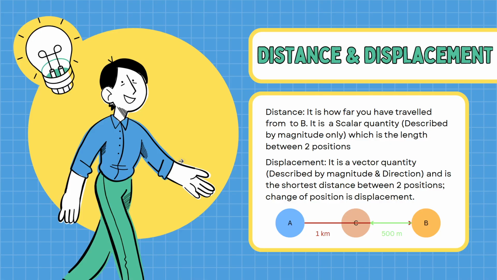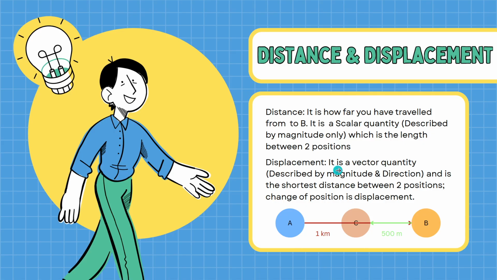Distance and displacement. Distance is how far you have traveled from A to B. It is a scalar quantity described by magnitude only. So for example, 15 meters per second. So 15 is the magnitude, which is the length between two positions. And displacement, on the other hand, is a vector quantity described by magnitude and direction, and is the shortest distance between two positions. Change of position is displacement.